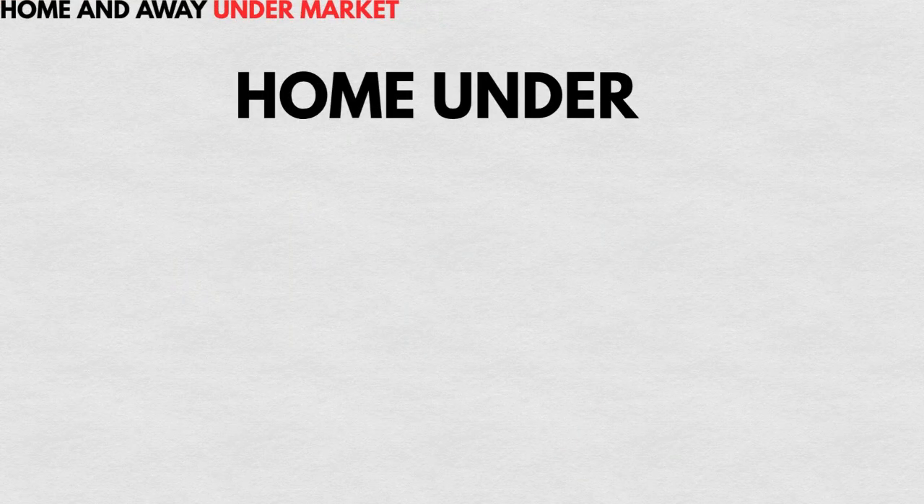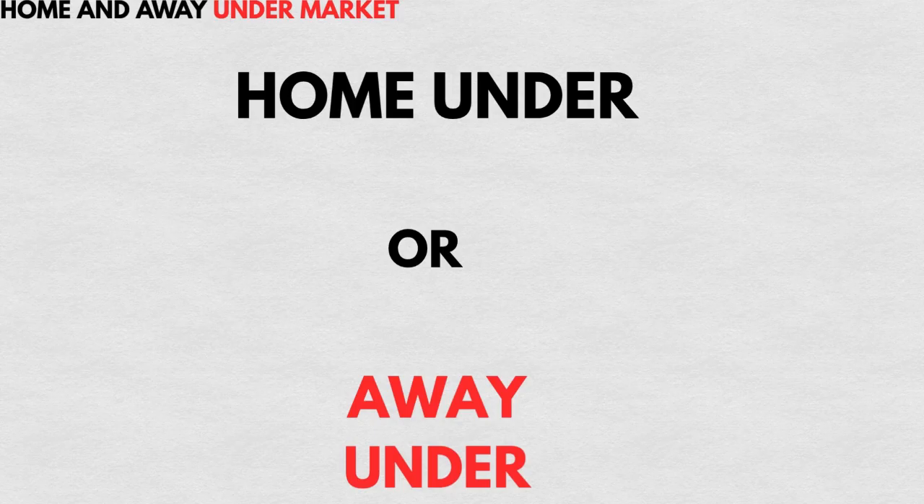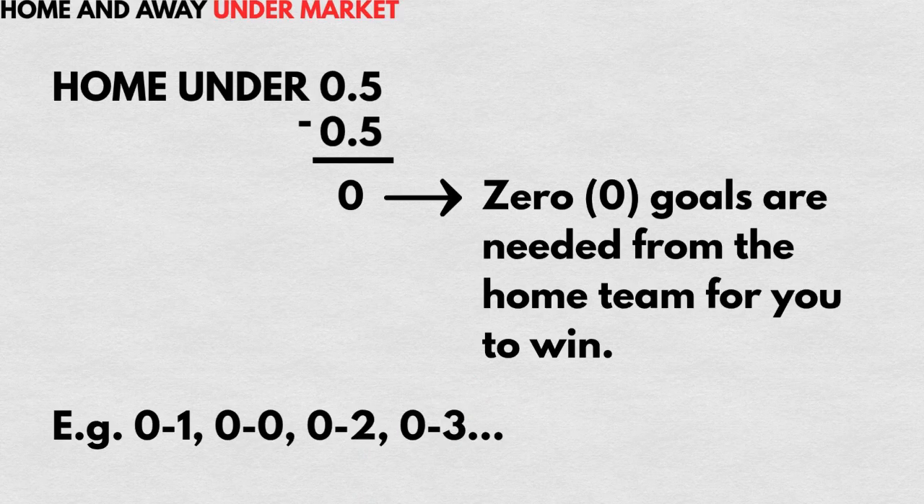If you are picking home under or away under, always remember that you're going to subtract 0.5 from the original option to get your desired result. So if you are picking home under 0.5, that means 0.5 minus 0.5 is equal to 0, and you're expecting 0 goals from the home team in that match.